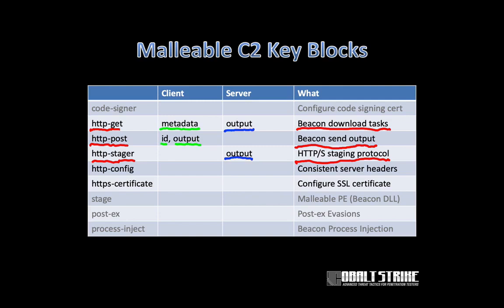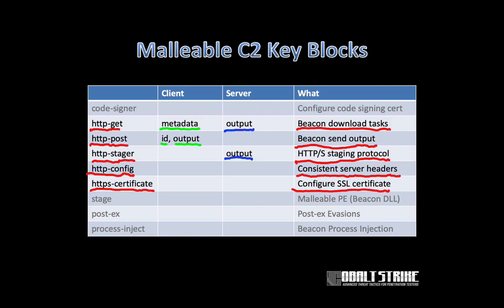Another important block getting its first mention in this lecture is HTTP config. This block lets you set server headers and server header order for every single HTTP response your Cobalt Strike server makes. So you can think of this as almost a global server config more than anything. HTTPS certificate is the block where you set options to configure your SSL certificate. And there's a few other ones here: stage, postx, and process inject. We'll go into those with more detail later.